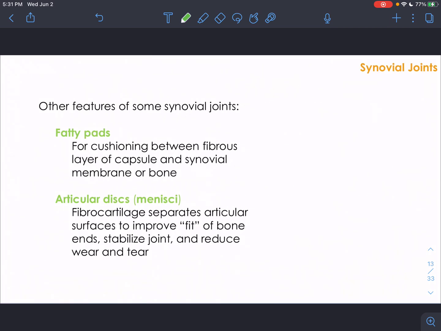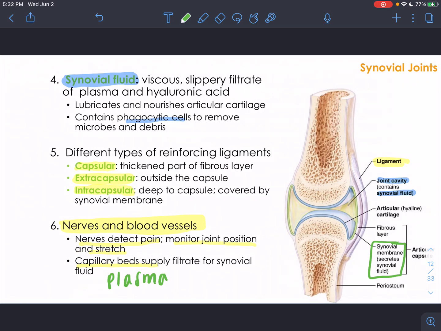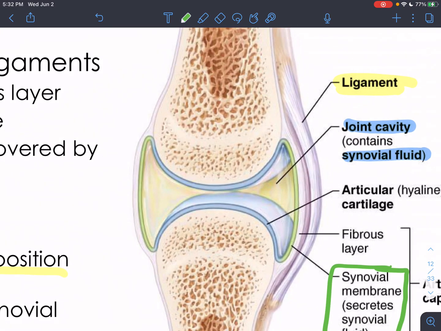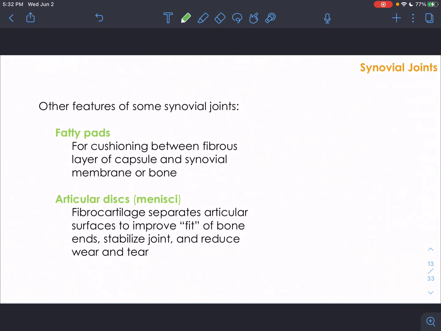Okay. There's a few other features of synovial joints. There are fatty pads that are extra cushioning between the fibrous layer and the synovial membrane. So you can't really see it in this. So between the fibrous layer and synovial membrane, you'll have fatty pads kind of in here, right? Which, again, you can't see in the image, so I would not ask you to identify that.